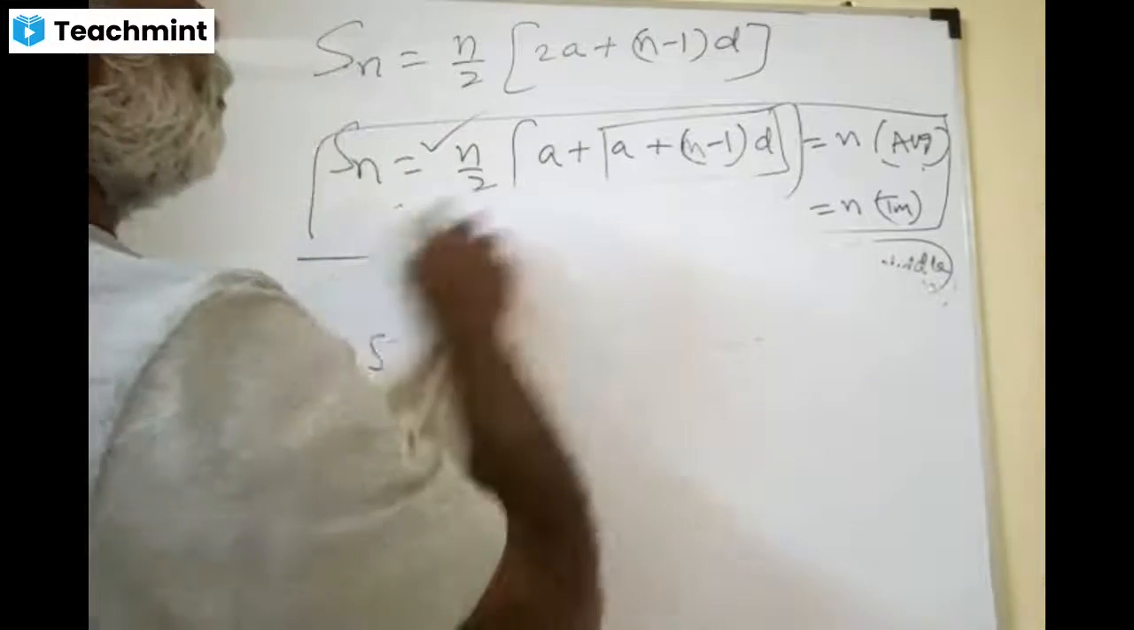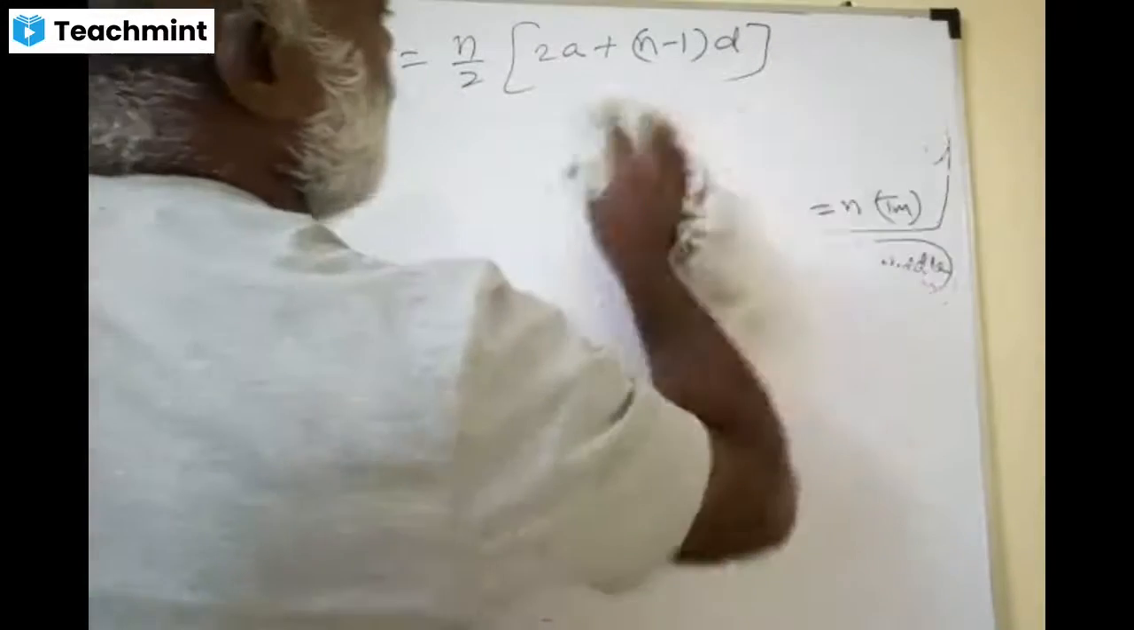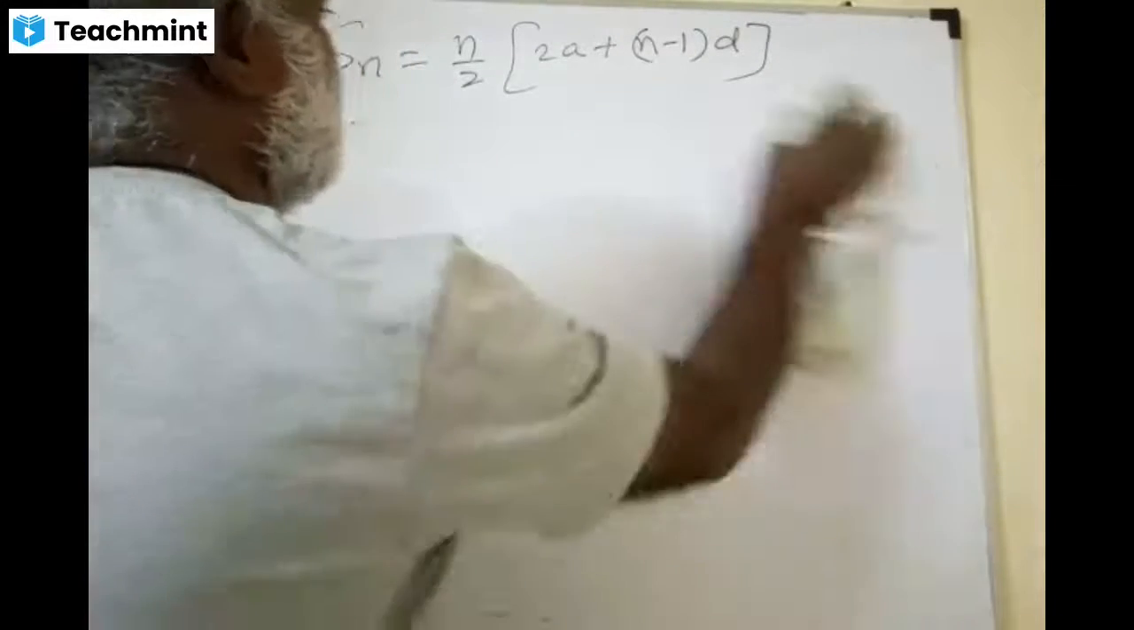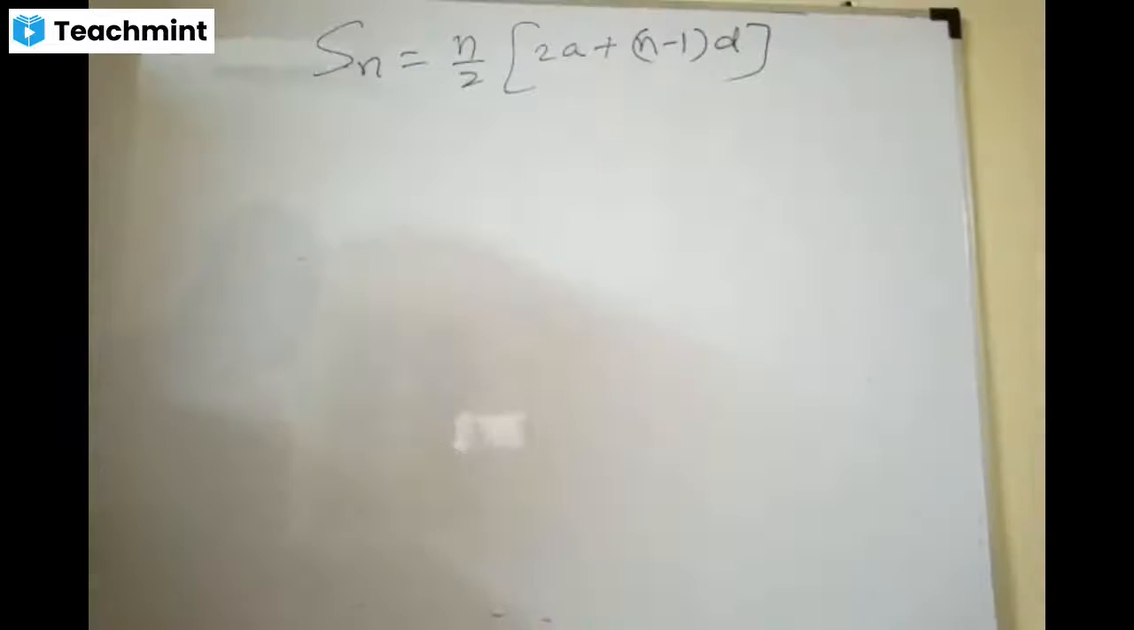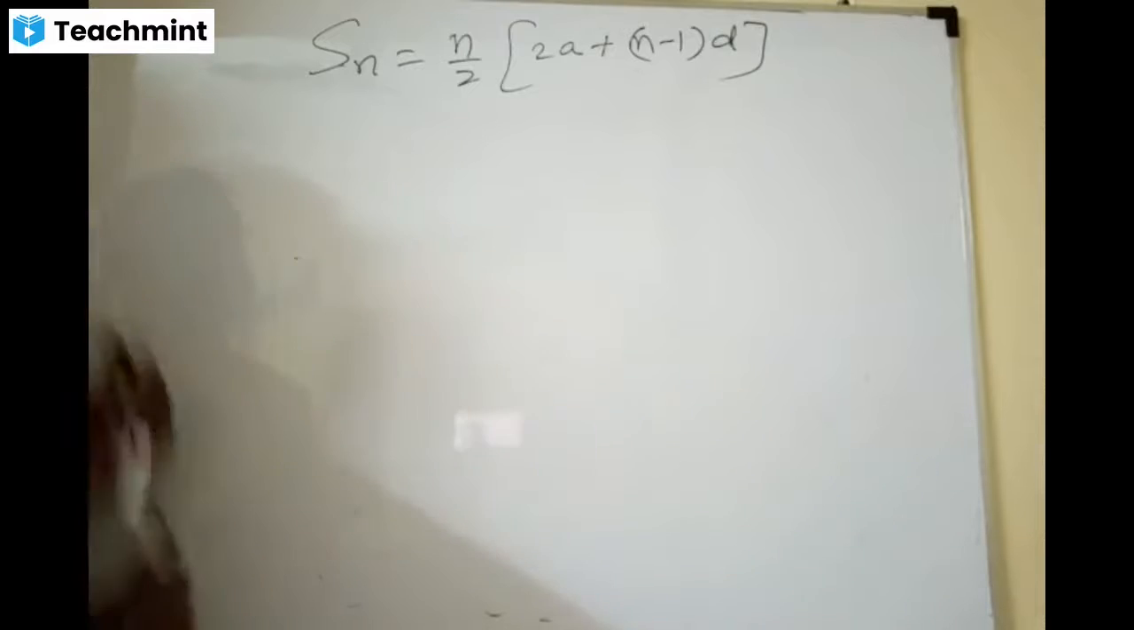But this formula you need to remember, this is a must. (a plus l) by 2 you could remember, but whether as the middle term or the average, that's your choice. But it's a beautiful feature actually. This feature is so beautiful.